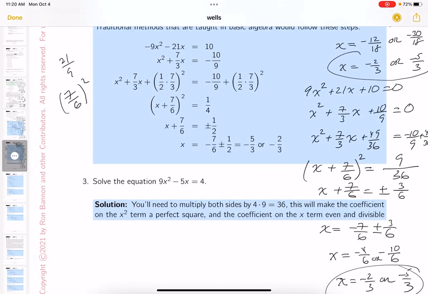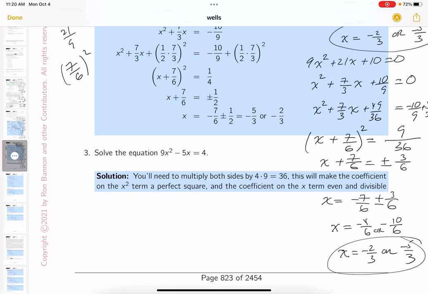It says solve the equation, and I'm looking at it, and let's write this down. So 9x squared minus 5x minus 4 equals 0. All right, let's see if we can do it. I wouldn't play too much around with factoring, but probably you can try something else. I'm going to say probably 3x and 3x, right?